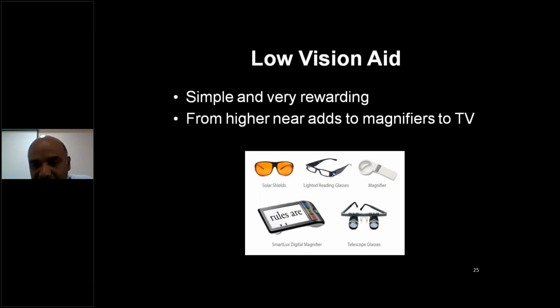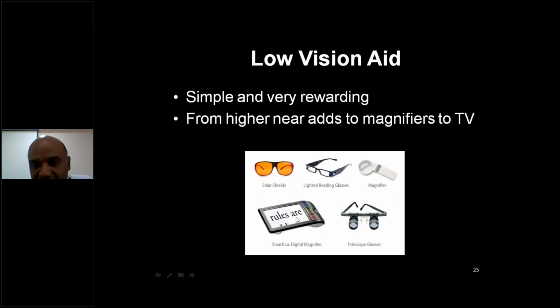Magnifiers are, for example, if somebody is not able to read fine print in a book, you give him a lens, a handheld lens, something like this. So this handheld lens will help him to magnify the letters and read them clearly. So these are some low vision aids. Whenever the patient has low vision secondary to age-related macular degeneration, you try to magnify the objects by giving high plus lenses.